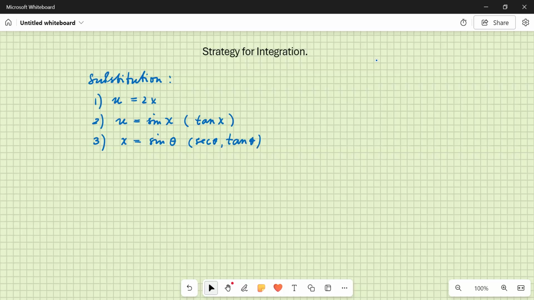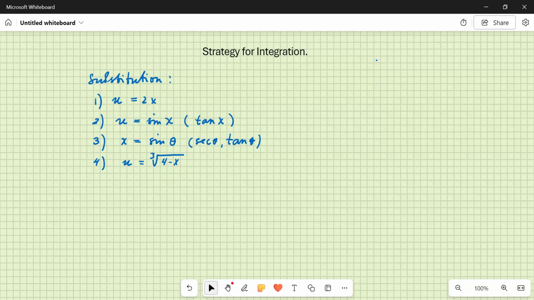What else? What other substitution can we have? It can be a rationalizing substitution. Something like u equals square root of 4 minus x, for example. And maybe even a cubic root. So all kinds of different substitutions, right?